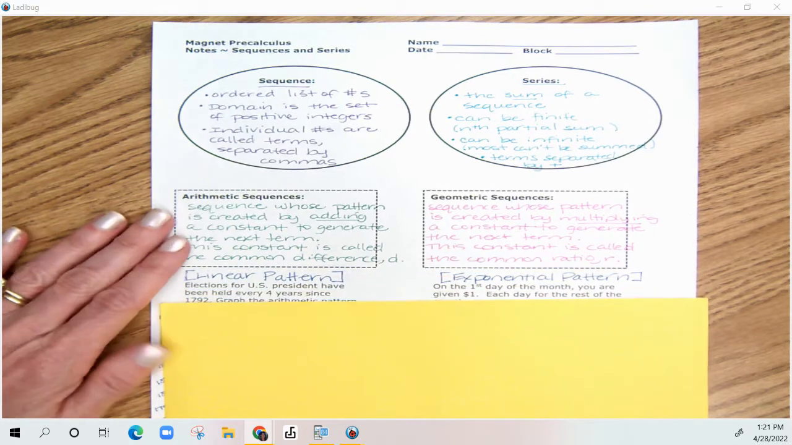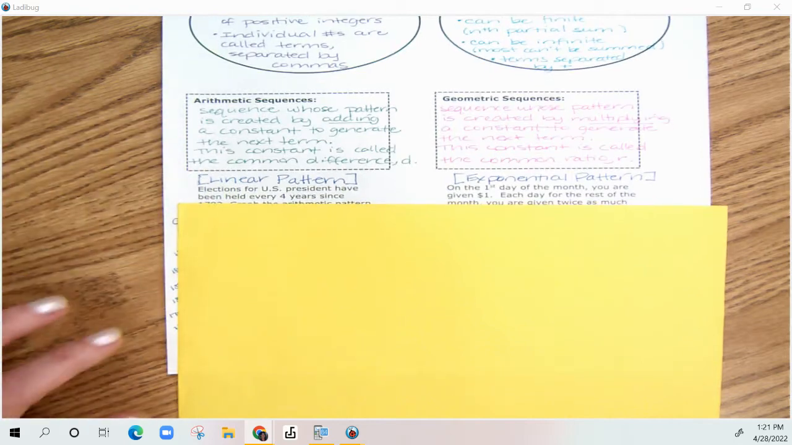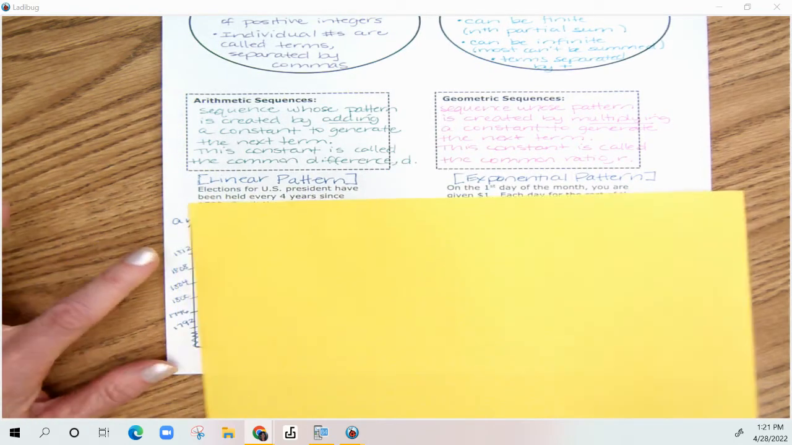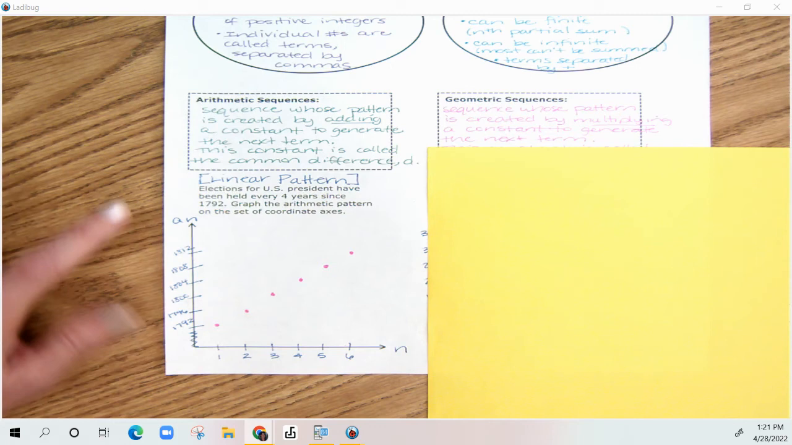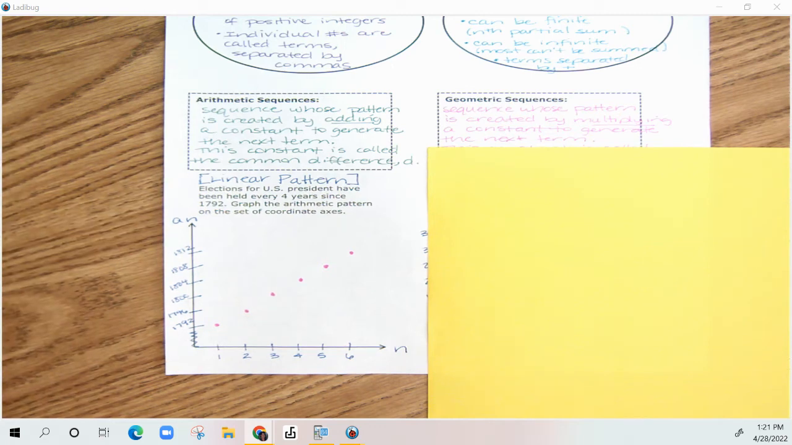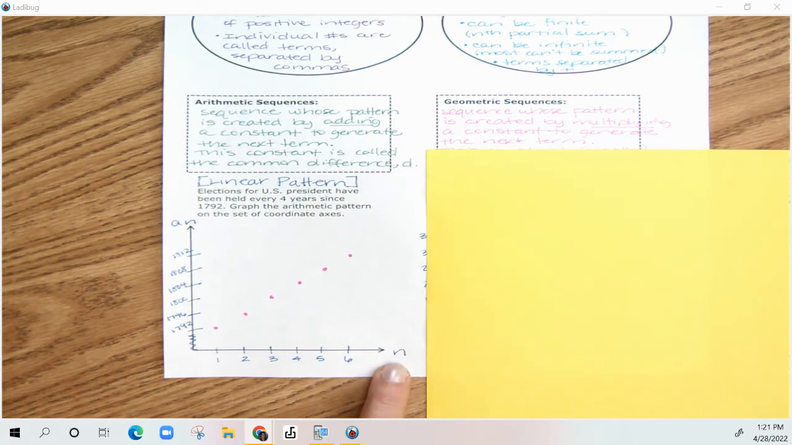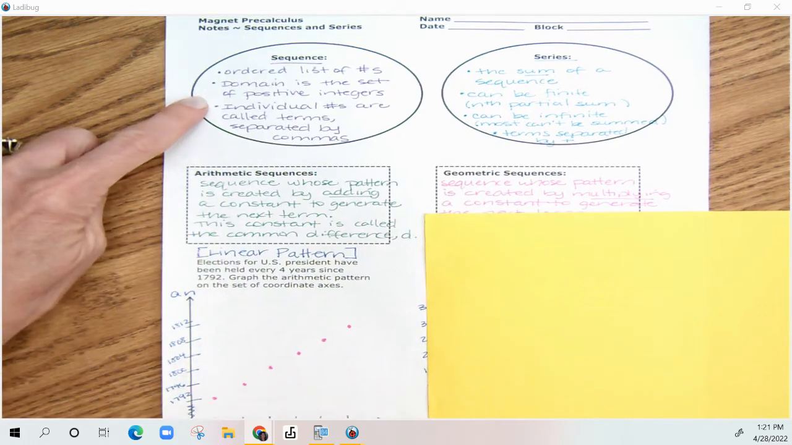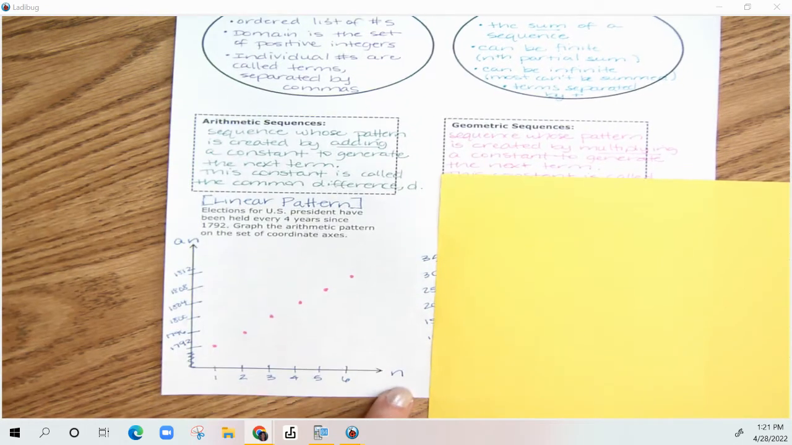So all arithmetic sequences form a linear pattern. For this example, we are just talking about how elections for U.S. president are held every 4 years, and that's occurred since 1792. Whenever you're graphing a sequence, the x-axis always represents your n. That goes back to where it says the domain is the set of positive integers. n has to be a positive integer.